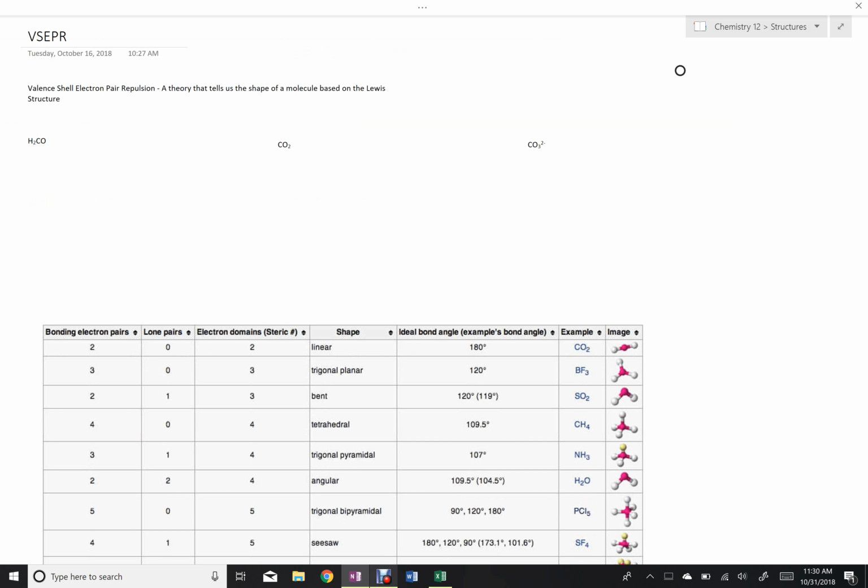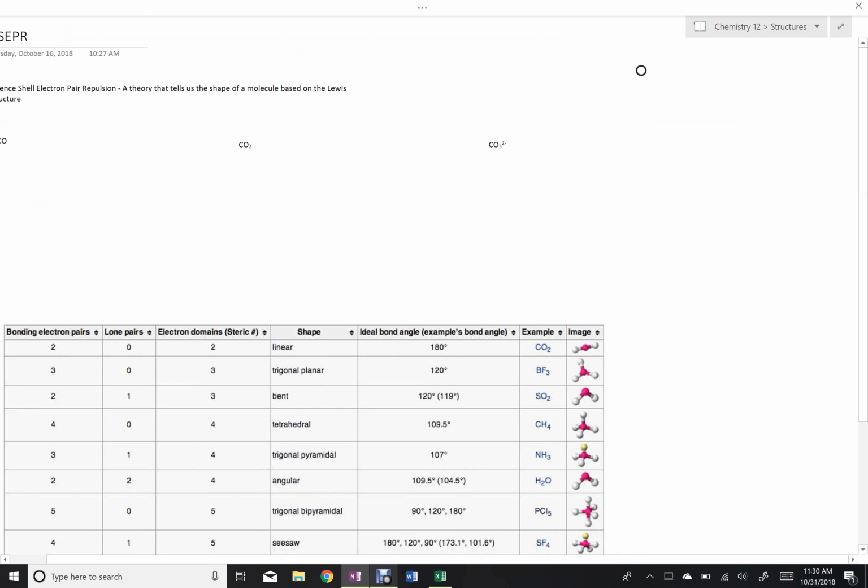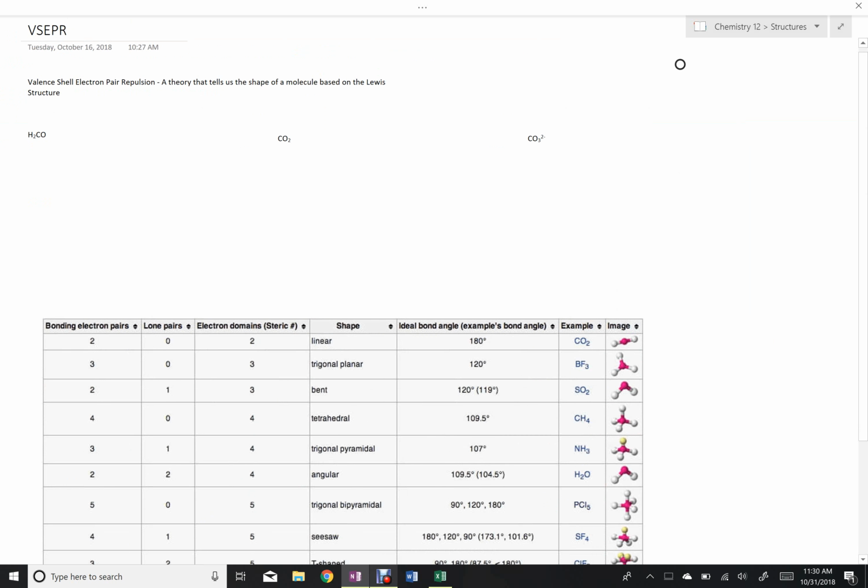But right now in this video, I'm just going to do the Lewis structures for these compounds, and then I'm going to show how I can use this handy chart that's provided by VSEPR to predict the shape that these molecules will take. VSEPR stands for valence shell electron pair repulsion. It's basically based on the idea that since electrons are repulsive, all the sites for electrons are going to try and stay as far away from each other as possible.